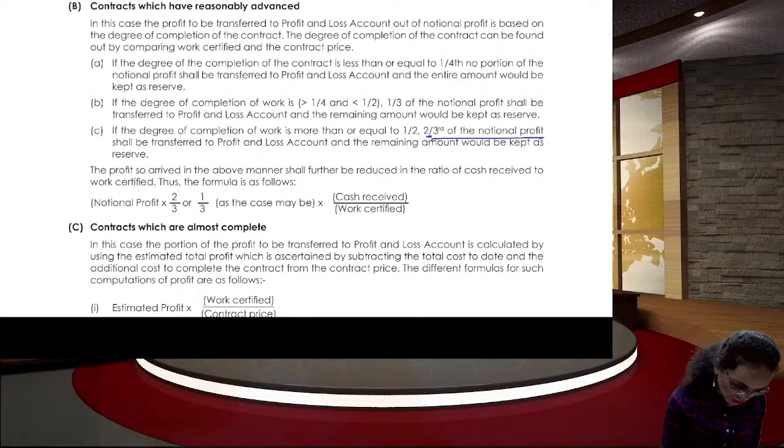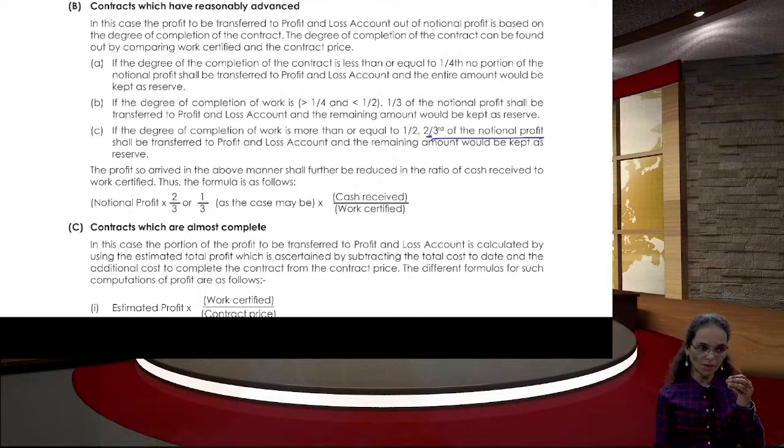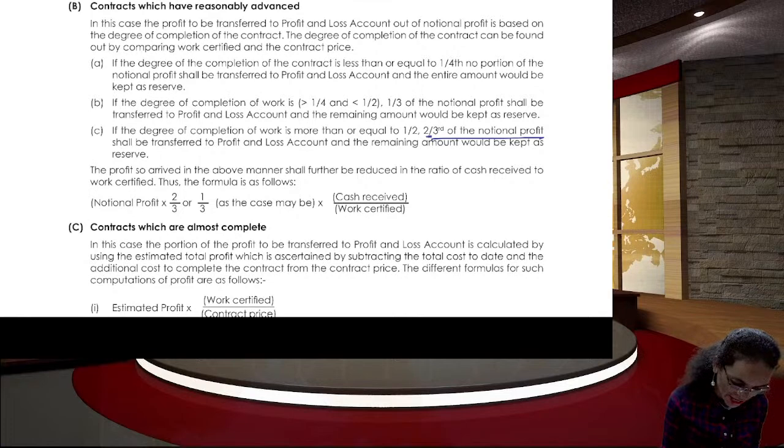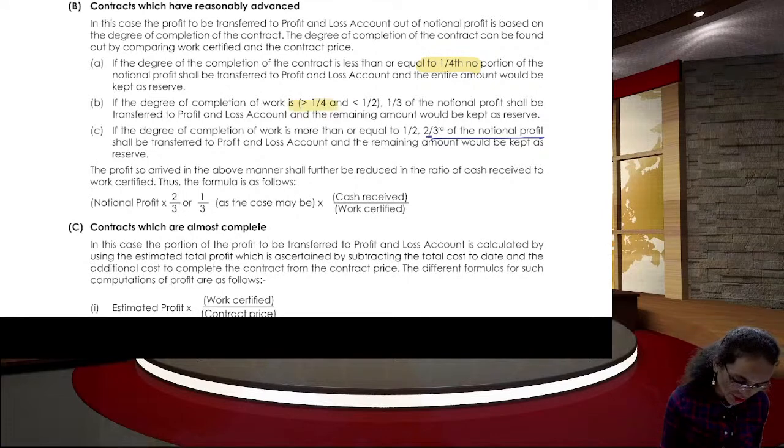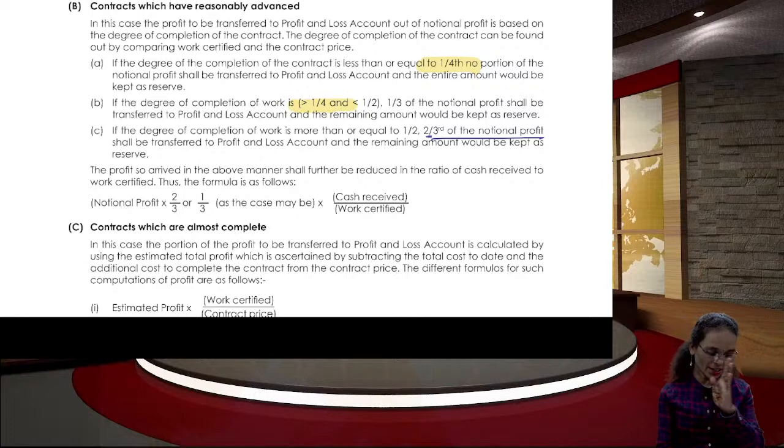If the contract is completed, that is, work in progress compared with the contract price, is less than 25%, then don't transfer anything to the P&L. Everything you put in the reserves. If the percentage of completion is above 25% and less than 50%, then you transfer one third of the cash received, one third of the profit.